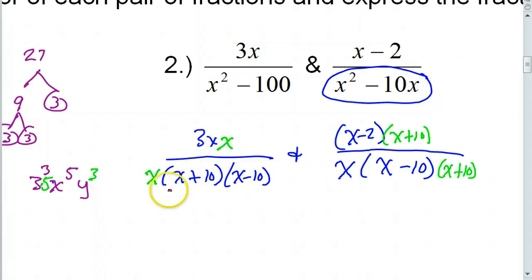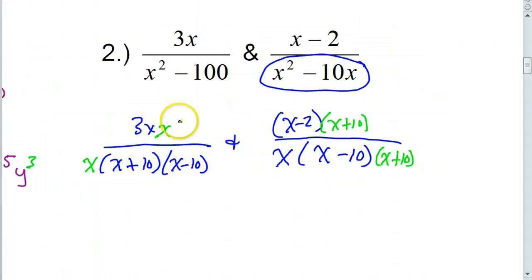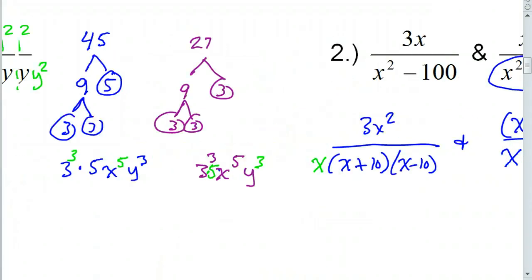All right, if we were actually adding these or something, of course I could write this as 3x squared. And I could multiply these out, FOIL it, whatever you want to call it. But for right now, we're practicing the least common denominator. So let's go ahead and move on to number 3.